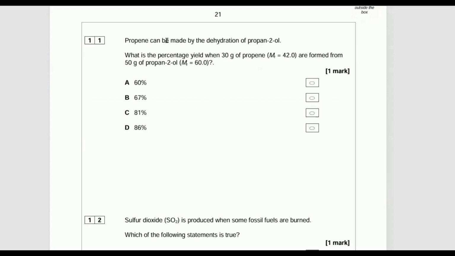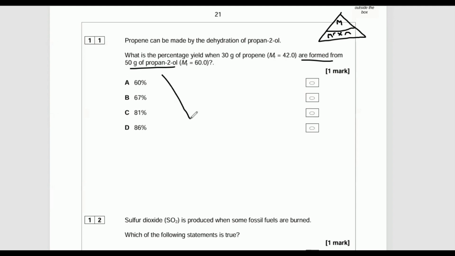Propene can be made by the dehydration of propan-2-ol. What is the percentage yield when 30 gram of propene, Mr 42, is formed? So that's the product, the propene, 30 gram, Mr 42, formed from 50 grams of propan-2-ol, Mr 60. So what we need to do here, ladies and gents, is mass over Mr times moles. And we need to think about calculating what it's formed from. So we need to know what our maximum mass is. It's going to be a 1-to-1 reaction, propene to propan-2-ol.